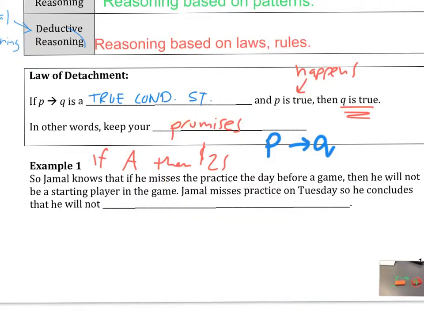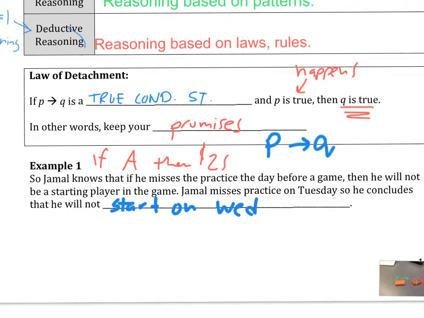Okay, so here's your friend Jamal, right? Jamal knows that if he misses practice, whatever it is, let's say football, before a game, then he will not be the starting player in the game. Jamal misses practice on Tuesday, and he concludes that he can't start on Wednesday. He will not start on Wednesday. Now, there might not be a game on Wednesday, but he certainly can't start on Wednesday.